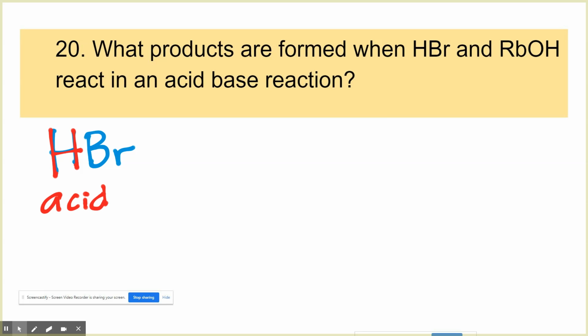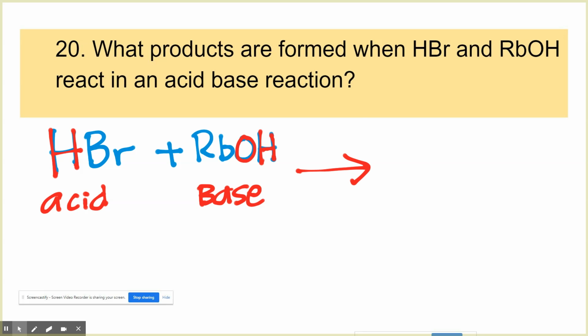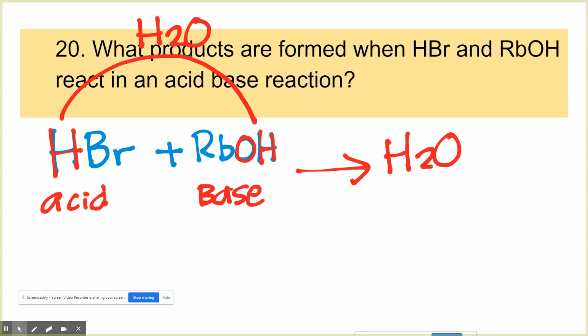Let's talk about ROH. If you look at ROH, you can clearly see that it ends in OH, and therefore that is your base. And remember, guys, you can switch these two. The base can go first before the acid. What happens here is the H and the OH join together to form your H2O, and that is your water. So the first thing they form is water.